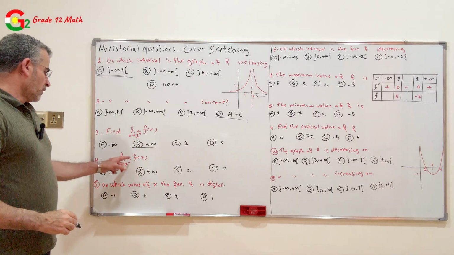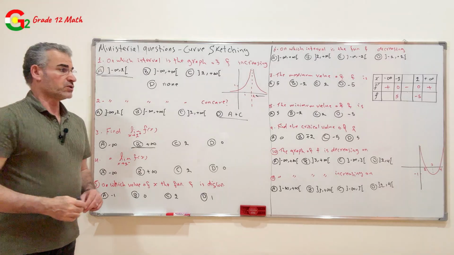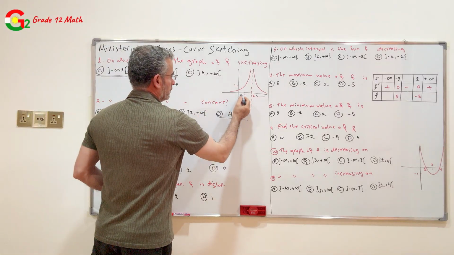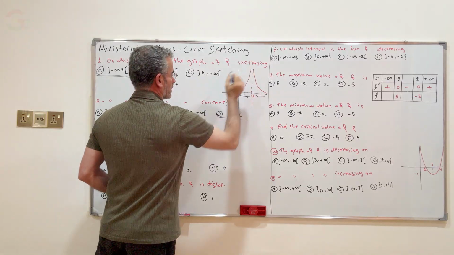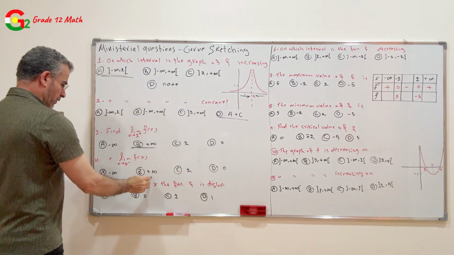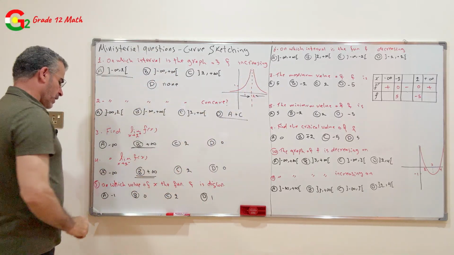Find the limit of the function f of x when x approaches 2 from the left. When x approaches 2 from the left, we see the graph approaches positive infinity also. Therefore, the right choice is B.